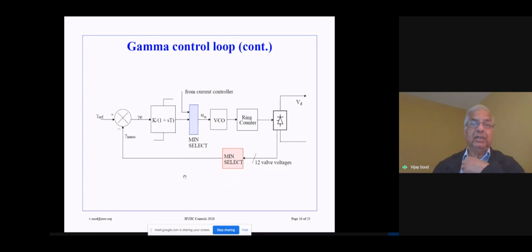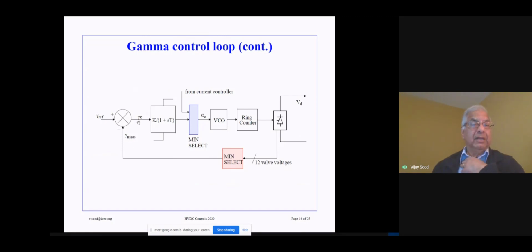So you can see over here that we have a gamma reference setting. We measure the gamma. To measure the gamma, we have to have the valve voltages monitored. We select the minimum of the 12 valve voltages in a 12 pulse bridge, for instance. This is a min select circuit over there, so we want to make sure that the minimum gamma is selected.